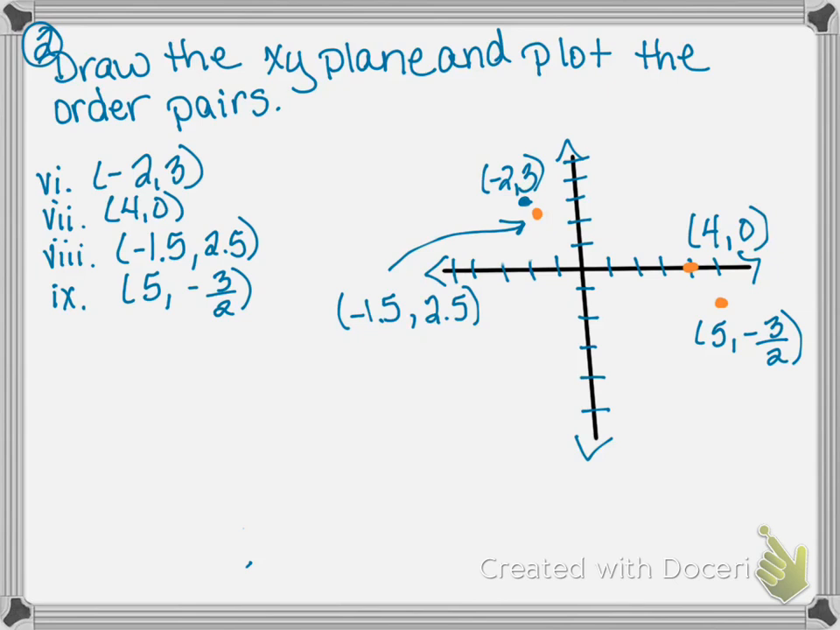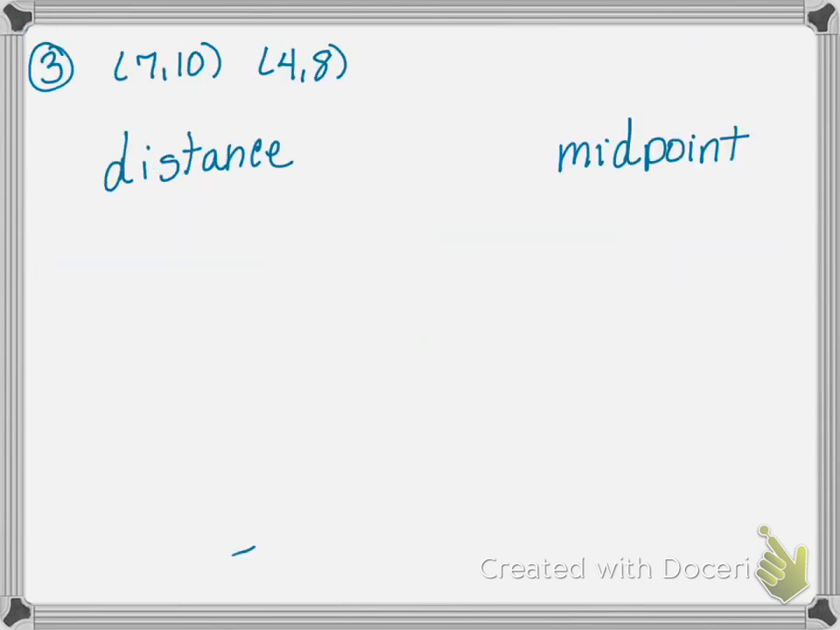Okay, our next question is asking us to find the distance between these 2 points, and our points are 7, 10. So our x-coordinate is 7, our y-coordinate is 10, and the other point is 4, 8. So I'm going to do x sub 1, y sub 1, and I'm going to do x sub 2, y sub 2. And it doesn't matter which point you identify as x sub 1 and y sub 1, and which point you identify as x sub 2 and y sub 2. The big thing that you've got to remember is whichever point you start with as x sub 1, you've got to have that corresponding y value.